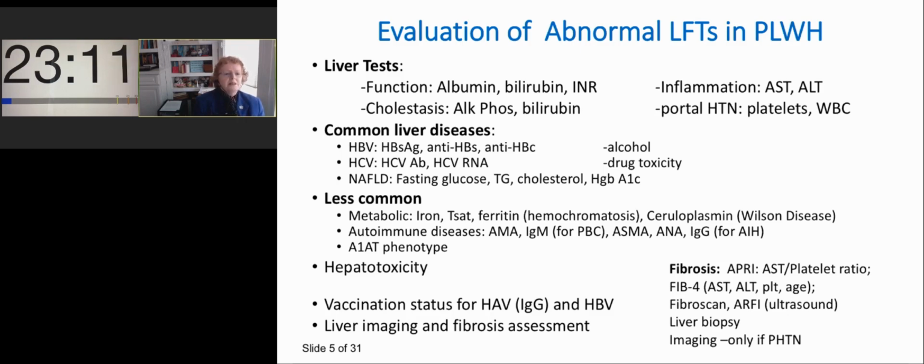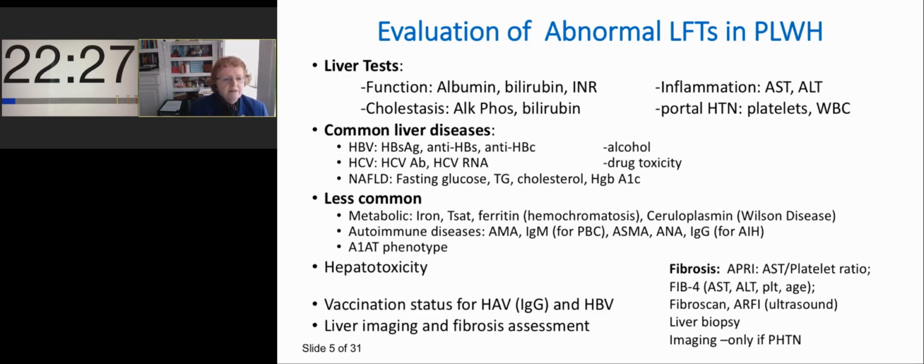The common diseases, if you just heard, for hepatitis B: surface antigen and antibody to surface and core. For hepatitis C: antibody to core and HCV RNA. For fatty liver disease: fasting glucose, triglyceride, cholesterol, and hemoglobin A1C. The less common causes of abnormal liver tests can occur in patients with HIV, such as metabolic syndrome, hemochromatosis, Wilson's, autoimmune diseases, and alpha-1 antitrypsin deficiency. All patients should be vaccinated to hepatitis A and B, as you heard in the last talk.